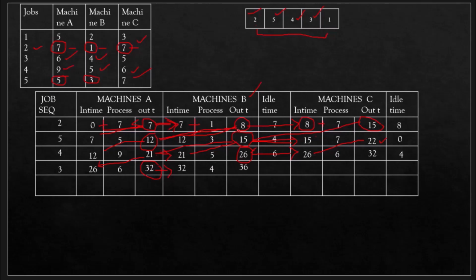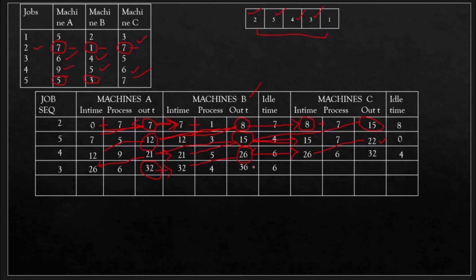Now we want to know the idle time of mission B. 32 is the in time. Actually the machine was waiting for input, and we gave the input at 32 hours. So the machine was idle for 32 minus 26, which means 6 hours is the idle time.